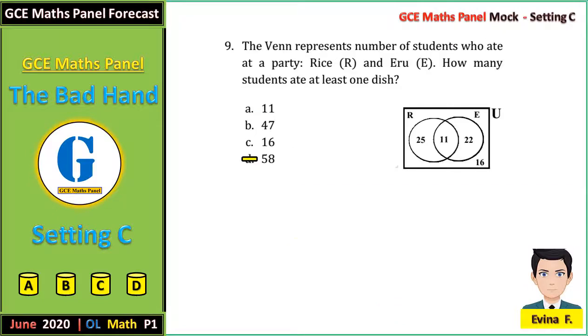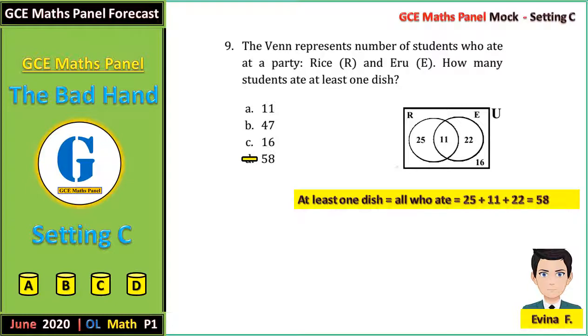Question 9, we have the Venn diagram representing the number of students who ate rice and beans at the party. How many students ate at least one dish? The key in this question is at least one dish. It means somebody who ate something. If you ate something, you ate at least one dish. It doesn't matter how many more you eat. Looking at the Venn diagram, just 16 people did not eat. So the number of people who ate at least one dish should be equal to 25 plus 11 plus 22, and that gives us 58.